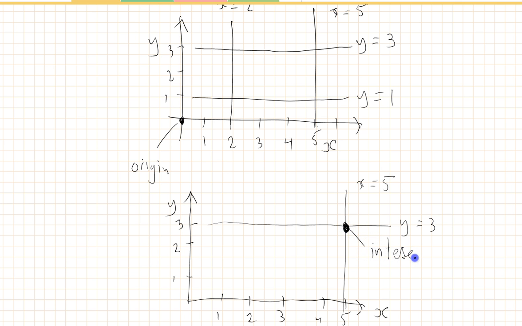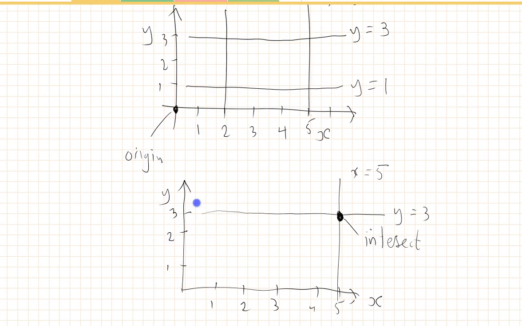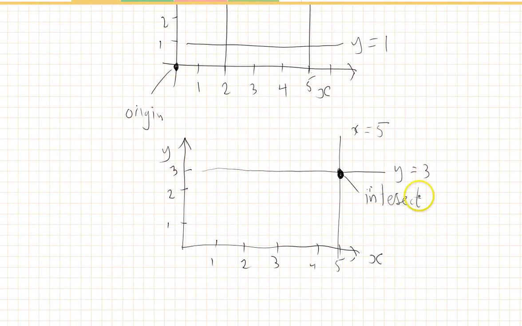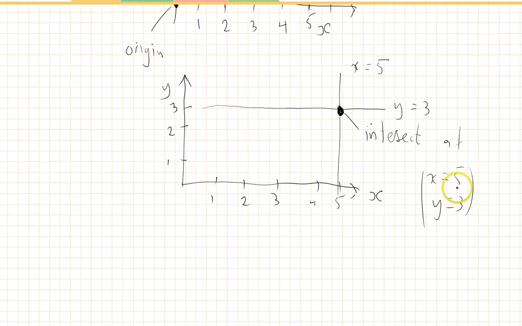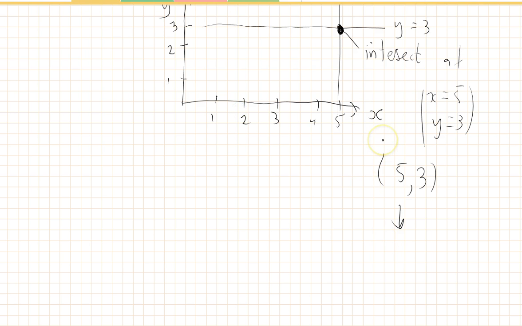They intersect at x equals 5, y equals 3. And so we've got two numbers, 5 and 3, which represent the position of that point. And you normally write it like this, (5, 3). And these are the coordinates of a point, the coordinates of this point here.